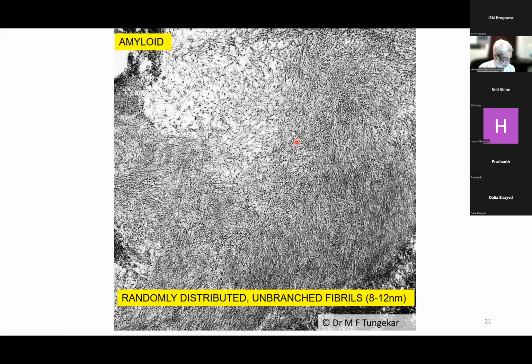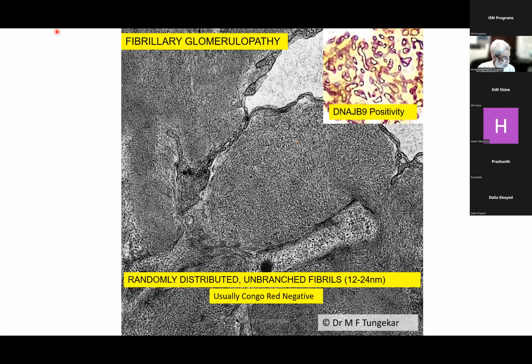A related condition, morphologically, is an uncommon one, which is fibrillary glomerulopathy. Here, you find fibrils similar to amyloid, randomly distributed, unbranched, but they are thicker, 12 to 24 nanometers in size. And this was a difficult diagnosis to make, but more recently, an antibody against the heat shock protein DNAJB9 has come into play, and it is known that this is only positive so far in fibrillary glomerulopathy. To make it more complicated, they're usually Congo red negative in this case. Sometimes they are Congo red positive as well. So EM dictates asking for this stain, and then you follow that pathway, and you can make a positive diagnosis of fibrillary glomerulopathy.